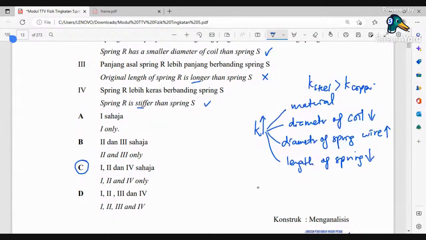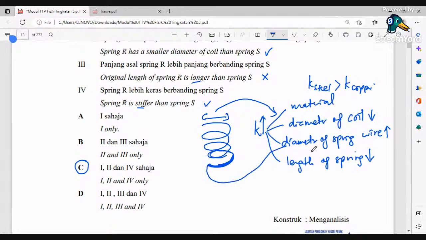Ketebalan wire yang digunakan untuk buat spring. Kalau coil ni, diameter of coil, kita lihat yang ni. Ini diameter of coil. Okay. Diameter of spring wire yang dibuat wire tu. Wire ni. Ketebalan wire ni. Ini dia punya diameter of spring.